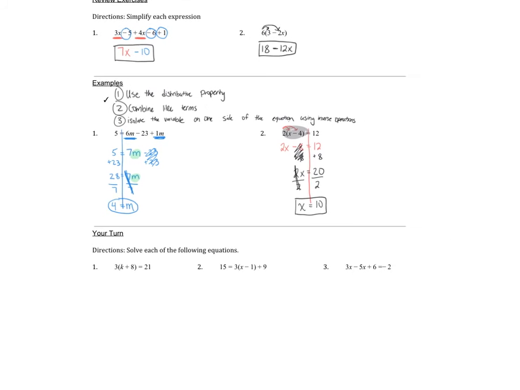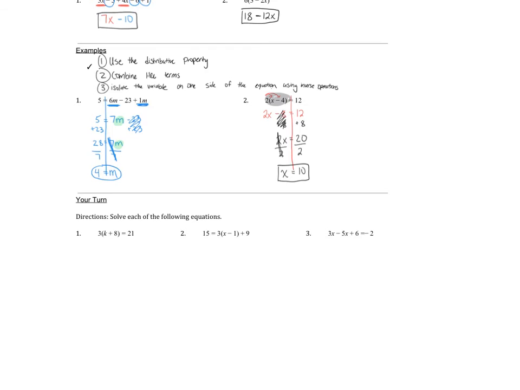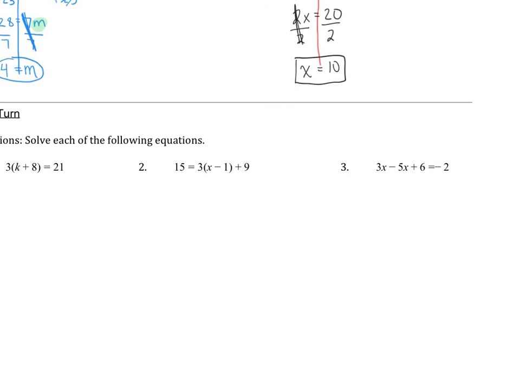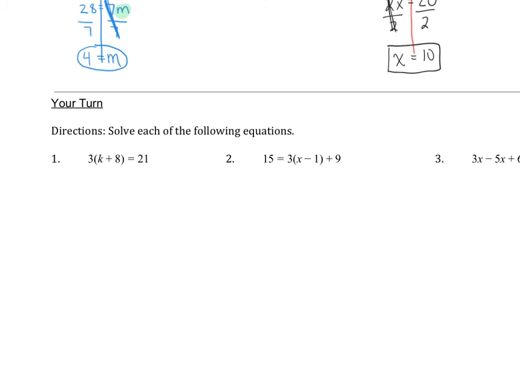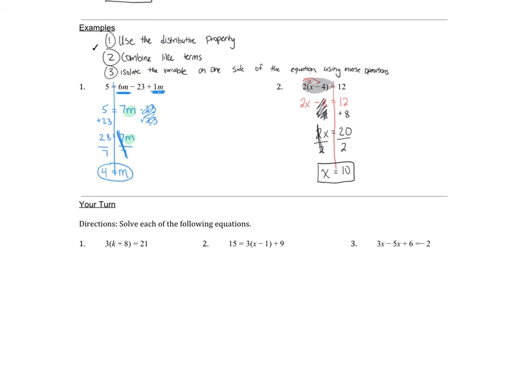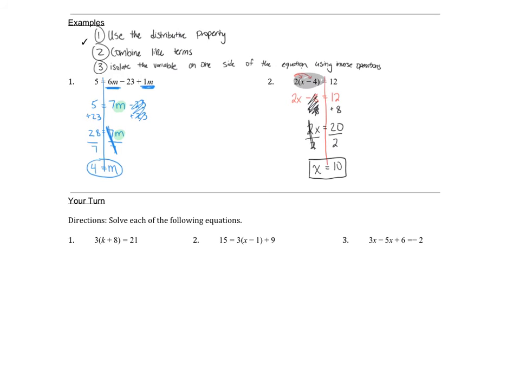So there's a couple of your turns right here that I want you to try on your own. There are, I think, 9 of them. Before you do that, I'm going to go over one more example with you, and that is number 2. So this one is taking all the steps and kind of putting them together.